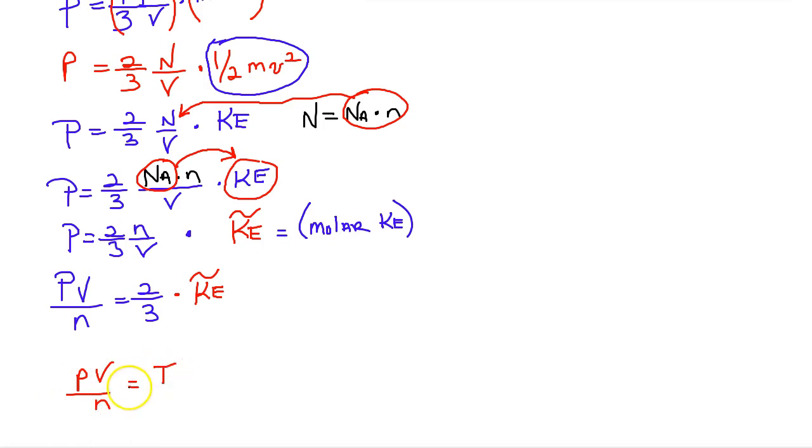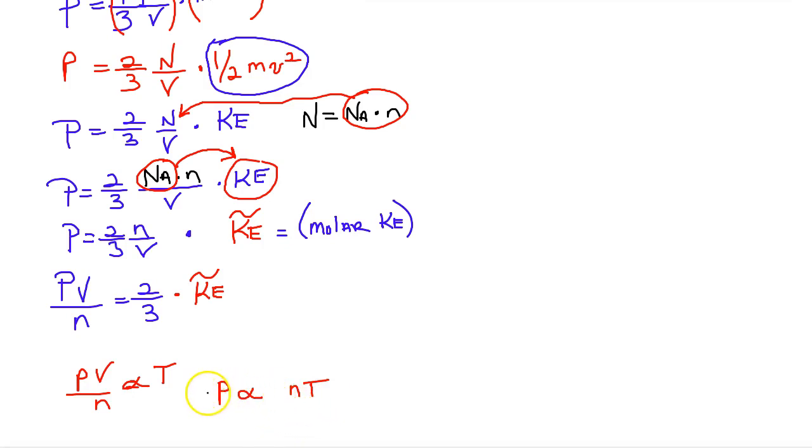Temperature. Wait a minute. Is this proportionate to temperature? Now, I'm going to put proportionate because I don't have an R. If I had an R, it'd be equal. If you don't see what I'm talking about, solve for P. If I solve for P, isn't P proportionate to nT over V, right?